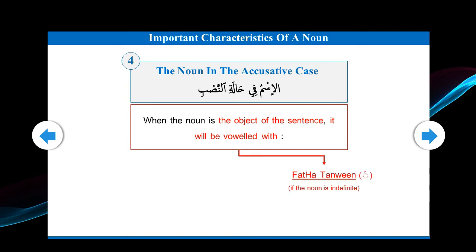Or fatha tanween if the noun is indefinite. Like for example, yaqra'u Zaid kitaban, Zaid reads a book.